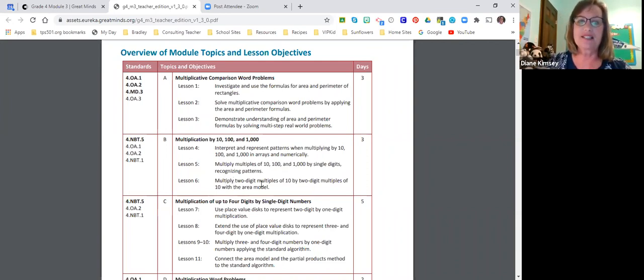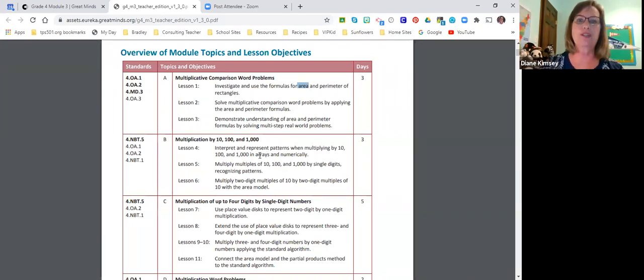And lesson 6, multiply 2-digit numbers by 2-digit multiples of 10 with the area model. All right, so we're bringing in that area model again, and area is what we taught up here on lesson 1, and it's going to continue. You're going to see that area model continue throughout this entire module.